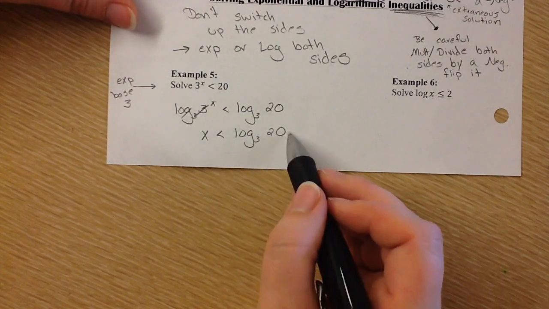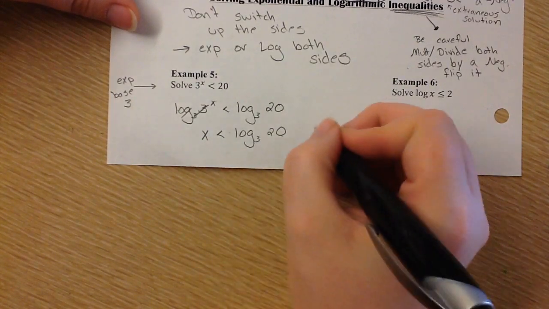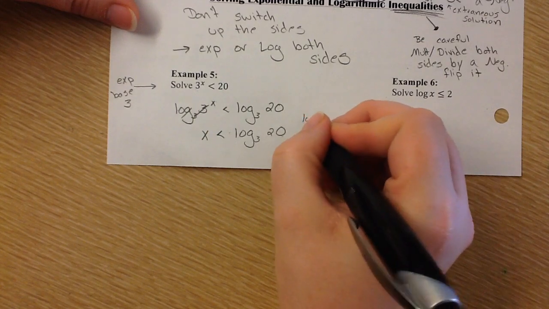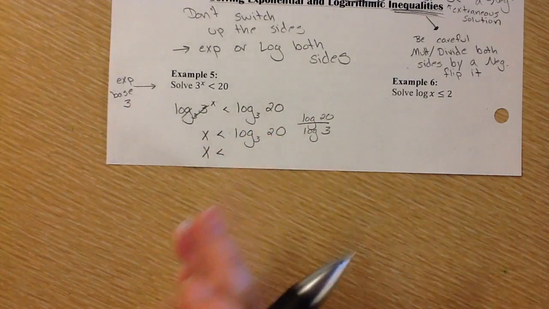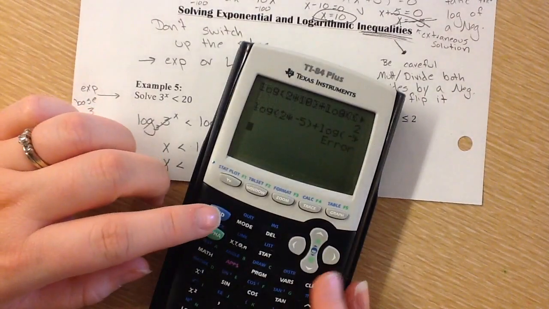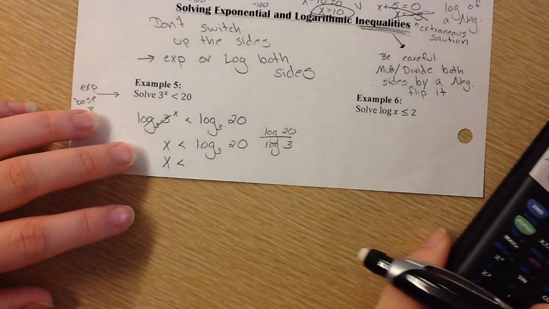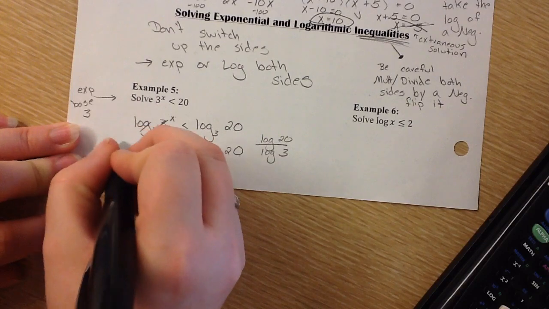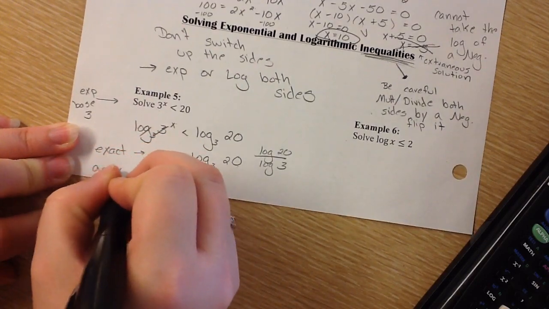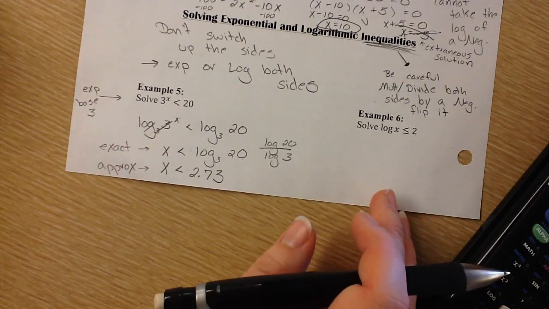x has to be less than log base 3 of 20 because I've got an x over here by itself. This has no variables in it. We could do an approximation. To get the approximation, this is the same as taking the log of 20 divided by the log of 3. So x has to be less than approximately 2.73. Again, this one right here is exact, and this one here is approximate. So x has to be less than log base 3 of 20.